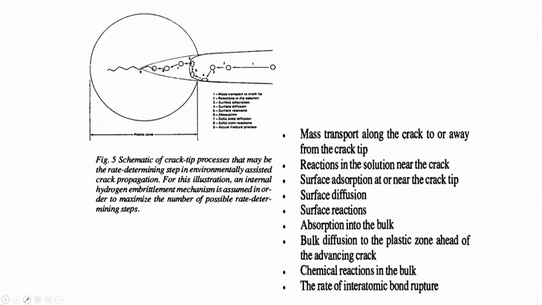So, this is the typical case where the stages in stress corrosion cracking are shown. This is the particular metal where there is applied stress and which is also exposed to the corrosive environment. Initially mass transport occurs along the crack or away from the crack tip, and then the species transported from the solution towards the metal surface react in the solution near the crack, and there is adsorption of those species on the surface. Because of adsorption, the species can also diffuse in and react with the wall of the material, and they can be absorbed in the bulk. There is bulk diffusion into the plastic zone ahead of the advancing tip, chemical reaction in the bulk, and then bond rupture and crack propagation. So, this is the typical way by which the crack propagates in stress corrosion cracking.